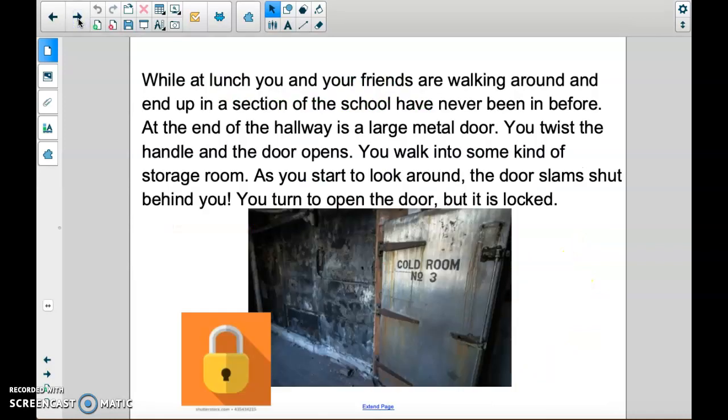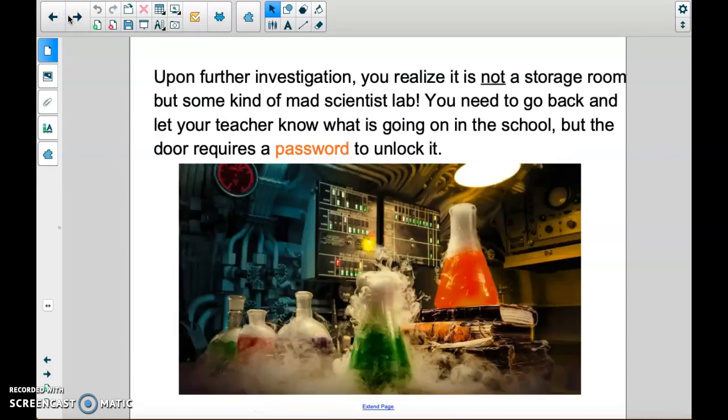But while at lunch, you and some friends are walking around and end up in a section of school that you've never been before. At the end of the hallway is a large metal door. You twist the handle and the door opens. You walk into some kind of storage room. As you start to look around, the door slams shut behind you. You turn to open the door, but it's locked. Upon further investigation, you realize this is not a storage room, but some kind of mad scientist lab.